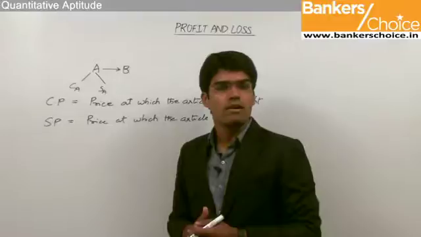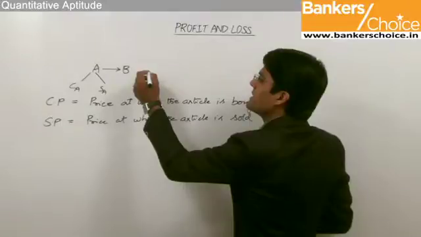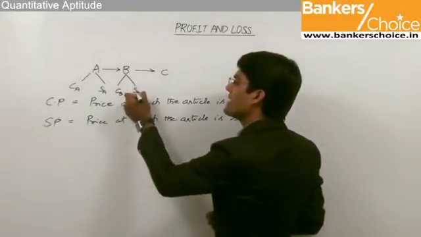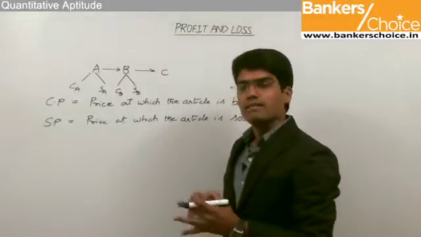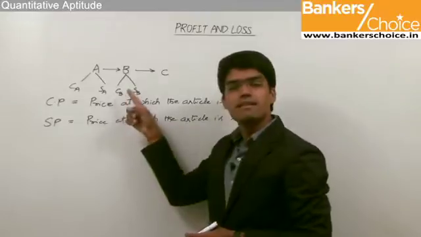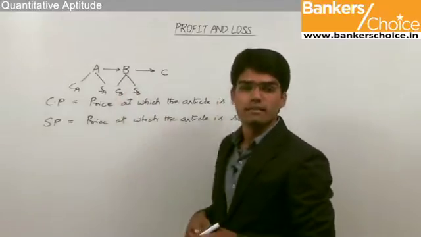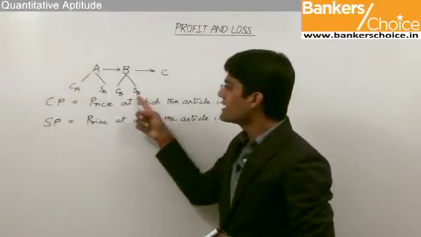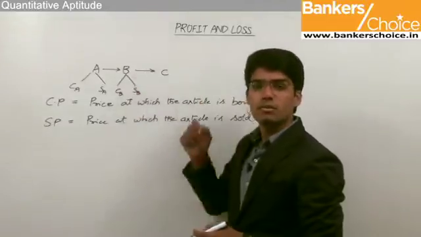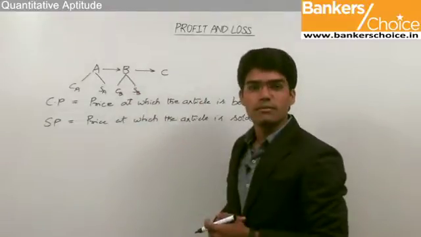Let us assume that there is one more person, C. Now B buys the article from A and sells it to C. So again B will also have one cost price, which we can take as CB, and one selling price, which can be taken as SB. Now as discussed earlier, the cost price of B is the price at which B bought the article from A, and the selling price is the price at which B will sell the article to C. The important point to be noted here is that the selling price of A should be the same as the cost price of B.